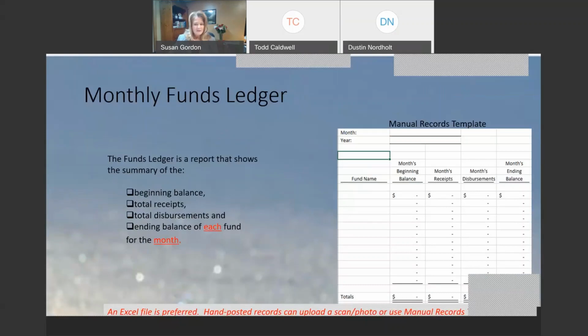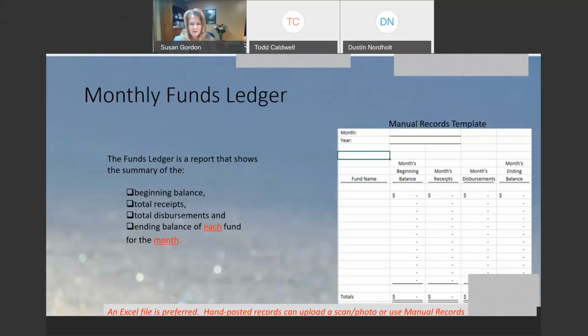The monthly funds ledger, nothing is new here either. That is just the report that shows a summary of the beginning balance and the total receipts and the total disbursements and the ending balance for each fund for each month. Now, if you have hand-posted records, we do have a manual records template available for you, and I've shown that to you here on the right.